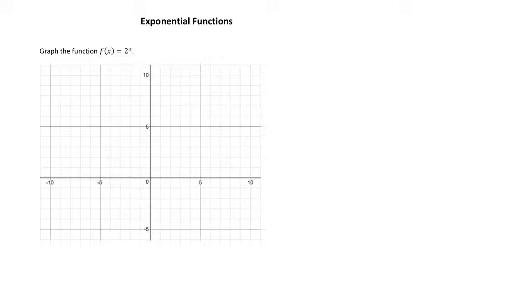A basic exponential function has the form f of x is equal to a to the x. It's called exponential because the variable appears within the exponent. The value a also has a term, and it's called the base.